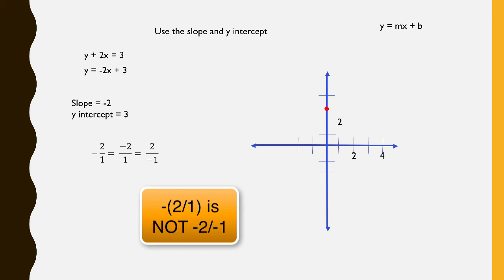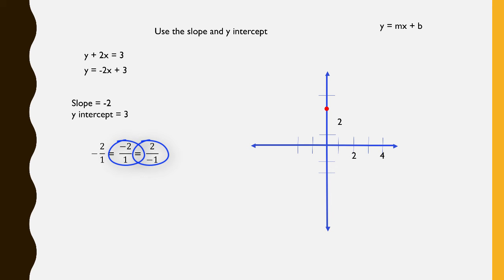And since there's a negative sign there, we're going to have to deal with it. Now, negative 2 over 1 does not mean negative 2 over negative 1. It means either you have negative 2 over 1 or 2 over a negative 1. And it doesn't matter which one of those that you pick. You're going to get to the same place. So let's just go with the first one, negative 2 over 1.